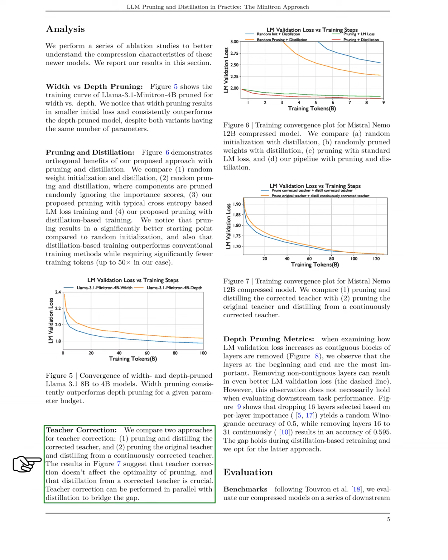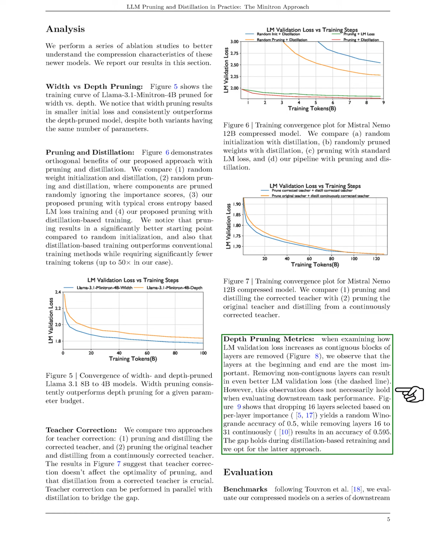When we look at teacher correction, we compare 2 methods. 1. Pruning and distilling a corrected teacher, and 2. Pruning the original teacher while distilling from a continuously corrected teacher. Our results indicate that teacher correction does not impact the effectiveness of pruning, and distillation from a corrected teacher is essential. We can perform teacher correction alongside distillation to enhance results.